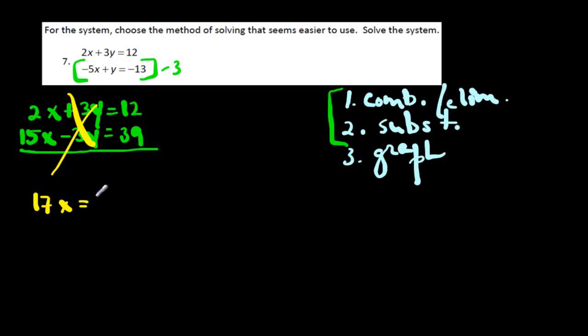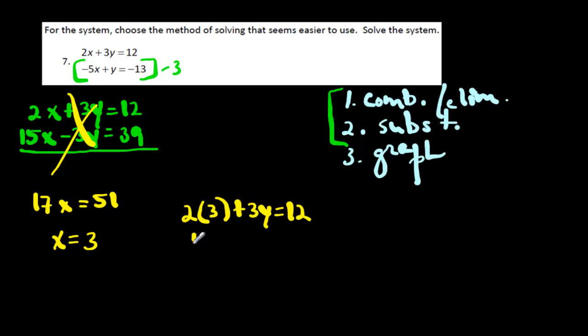17x equals 51. Divide by 17. x equals 3. So if x equals 3, we can stick 3 into x in either equation. So 2 times 3 plus 3y, this is the top equation, equals 12. 6 plus 3y equals 12. 3y equals, subtract 6 from both sides, divide by 3, y is 2.